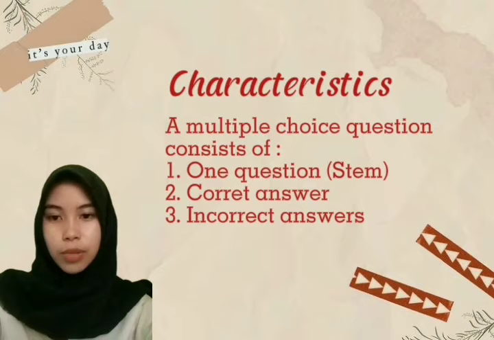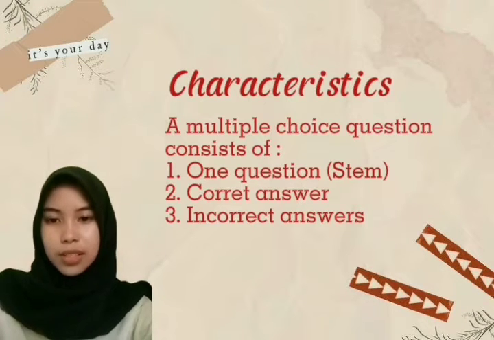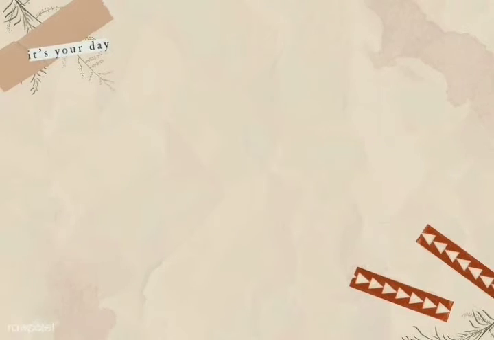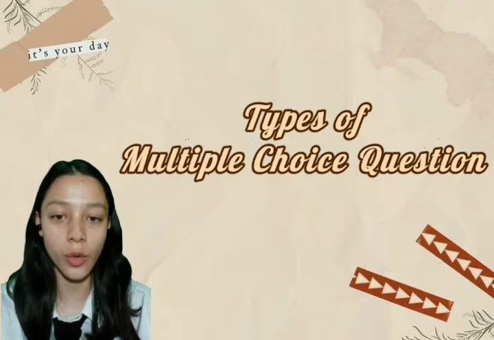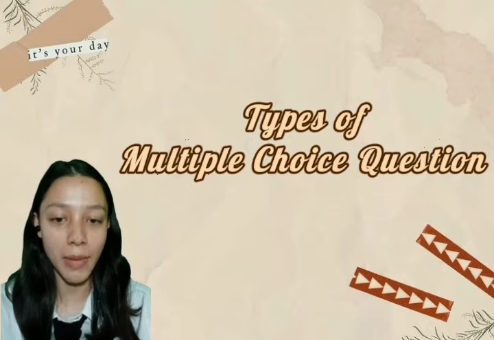Multiple choice questions are composed of one question stem with multiple possible answer choices, including the correct answer and several incorrect answers, called distractors. Distractors are incorrect but plausible choices used in multiple choice questions. Alright, the next one is about types of multiple choice question, which will be explained by Amalia.